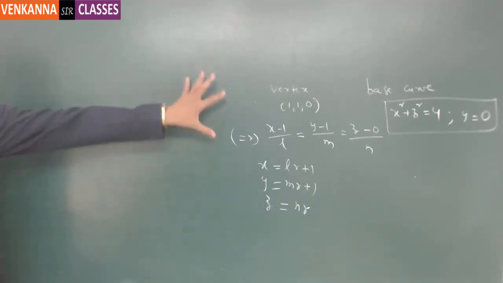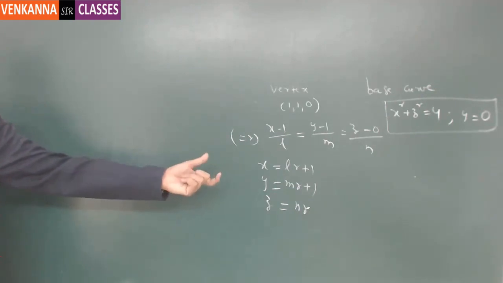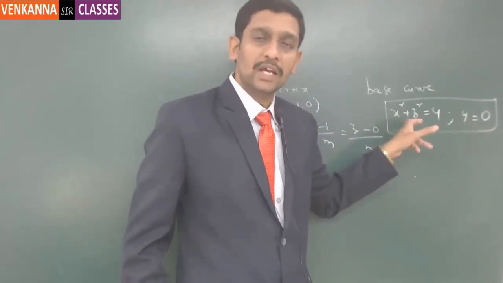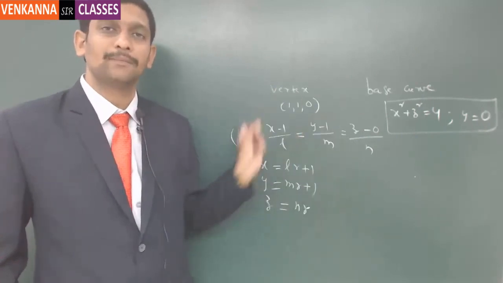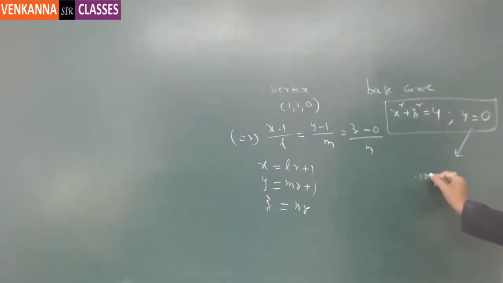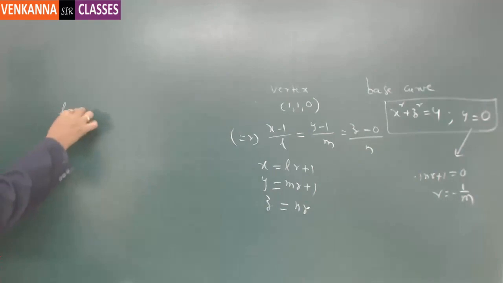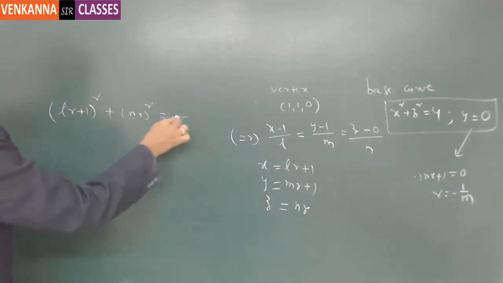So every point on the generator will be of this form. The point on the base curve will satisfy the two equations which are given here, and also the point is of the same form for some R. So from this you can say that MR plus 1 equal to 0, which gives that R is equal to minus 1 by M. And from this you can say that (LR plus 1) whole square plus (NR) whole square is equal to 4.